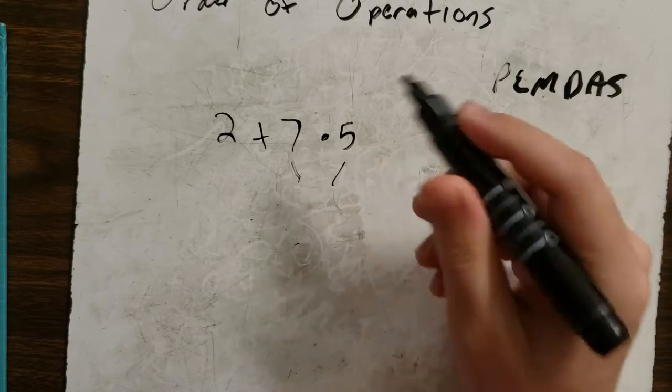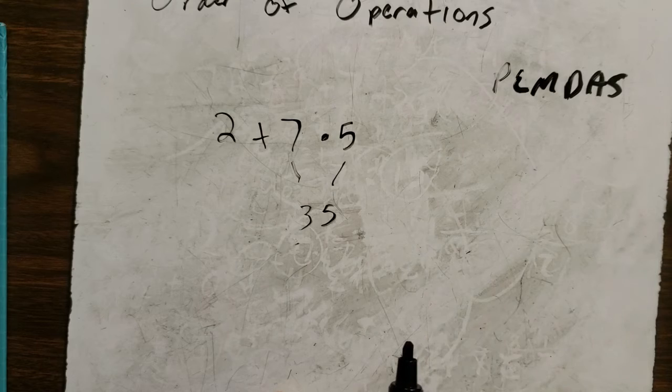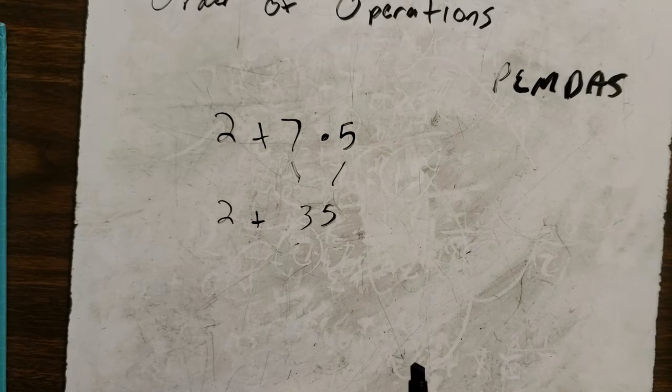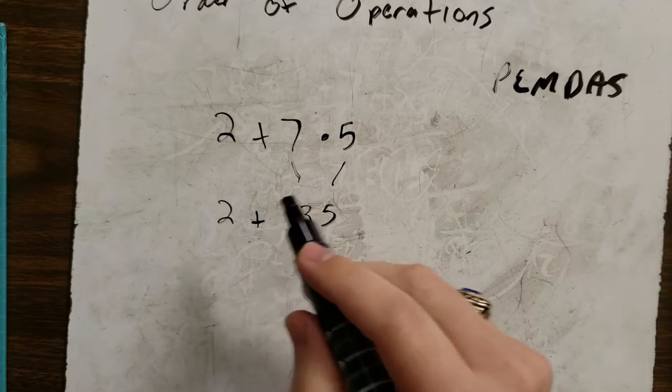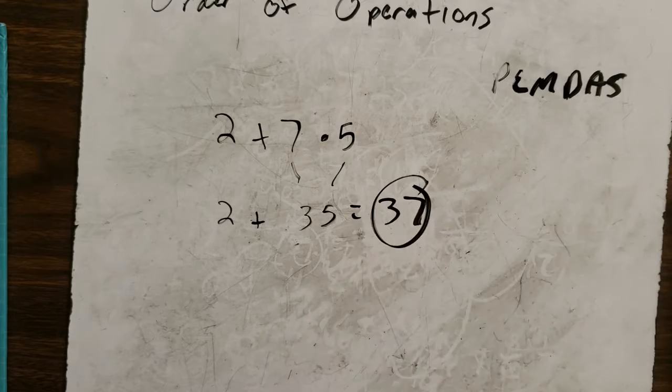We do 7 times 5, and we know that equals 35. We can bring down our 2 and our addition sign and finish the problem out. 2 plus 35 equals 37. Simple, right?